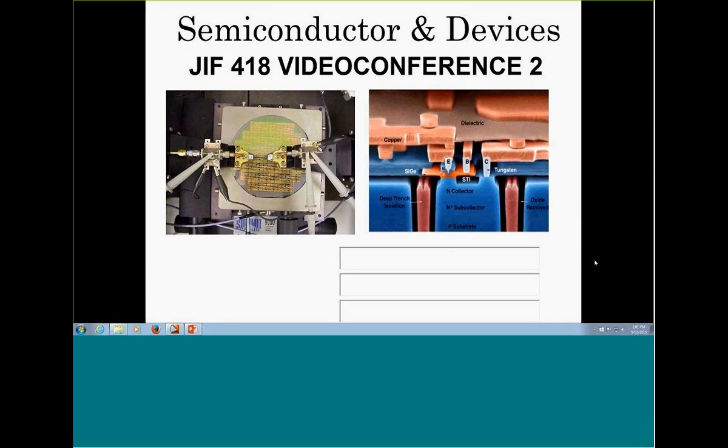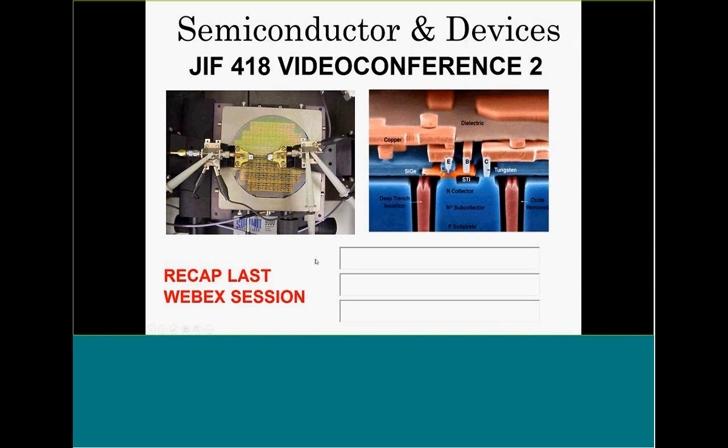Basically, if you can recall, in our first video conference, we did talk about material, what kind of material that we are using, how are we going to classify it. So basically, if you can recall from your last web session, there are 3 ways for us to classify our semiconductor materials. What is it? If you can just say it out.